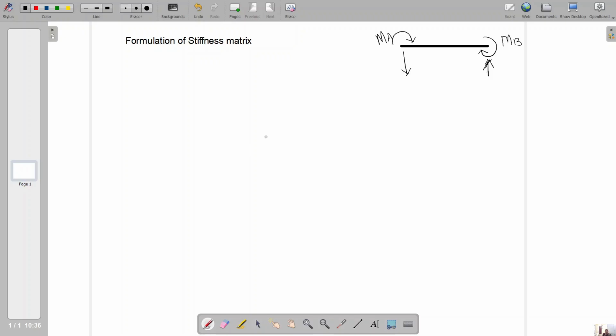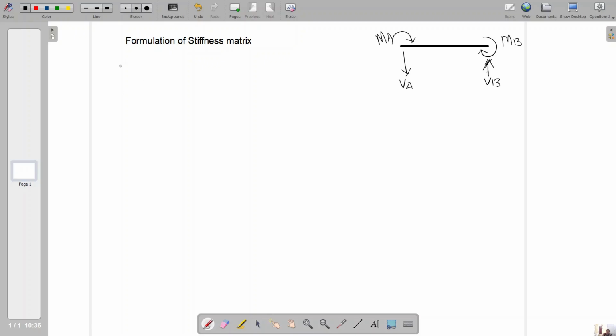So, dear students, in this video, we are going to form the stiffness matrix for given coordinates. I have taken one member subjected to a moment at A, moment at B, and the reaction at A and reaction at B. So, we have VA and VB. And I am assuming the direction. If you are given some different direction, you should consider that direction for your formulation of the stiffness matrix.